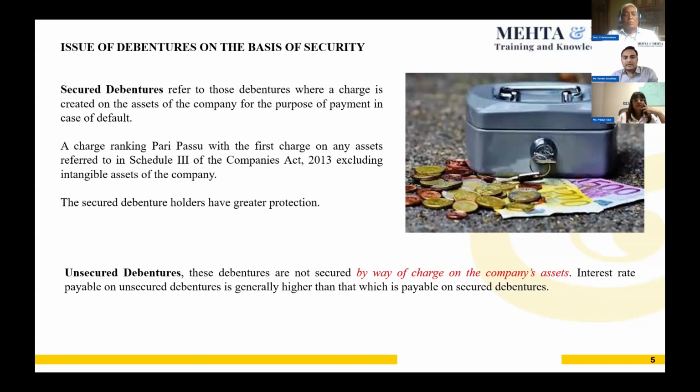Whereas unsecured debentures are those which are not secured by any charge on the assets of the company, and they attract a higher interest rate as compared to the secured debentures. In simple language, unsecured debentures are called naked debentures, which do not have any charge on any of the assets of the company.